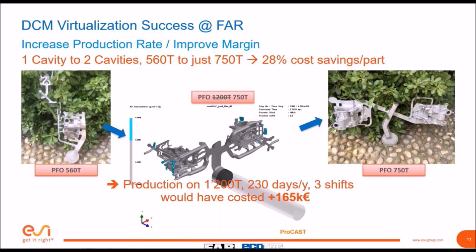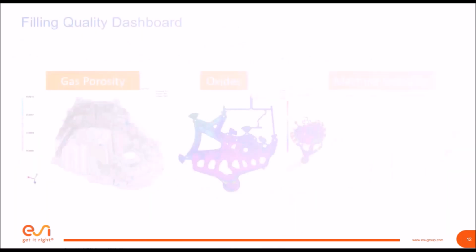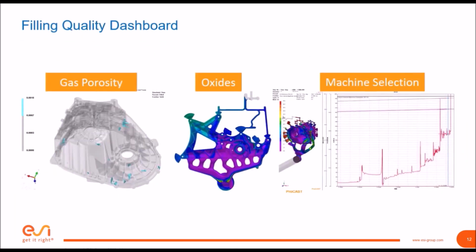So there are substantial benefits of looking not just at the casting or the die or the design, but also going one step further to understand on which machine this will be cast, what is the environment of the machine, and how it is going to help us. Finally, as a reminder, we went through the filling aspects. The main quality dashboards are the gas porosity or the oxides, and of course what we saw just before is the machine selection.